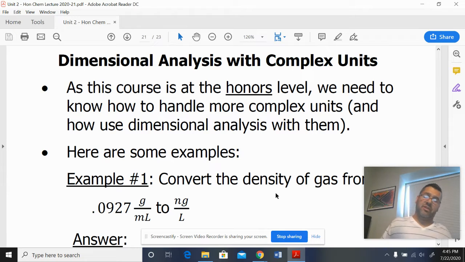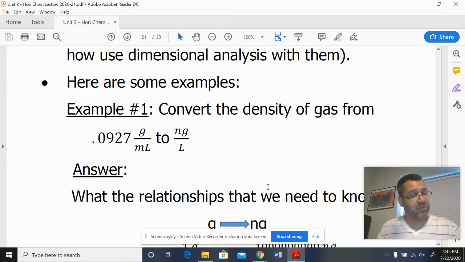Alrighty, so the next level of dimensional analysis and conversions is when we deal with what I would like to call complex units. Complex units are any kind of unit that's not just a simple, straight conversion from one unit to another, but rather ones that are more complex, in the sense that maybe you have a unit that's got a numerator and denominator or something like that. So the first example that I want to give you is a problem which has a unit that's got a numerator and a denominator.